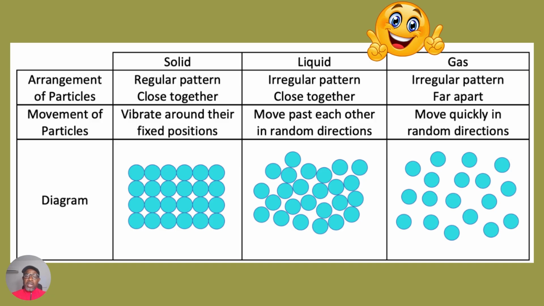Okay. In gas, the pattern is irregular, far apart. They move quickly in random direction, which means in all directions. They go in all directions. Remember, solid particles don't move. They stay in one place. They're fixed in one place.